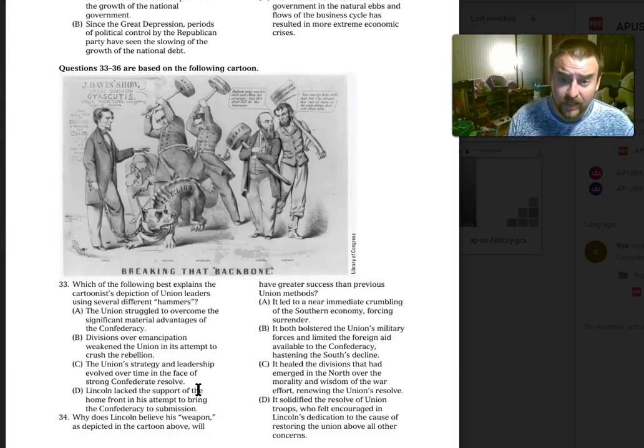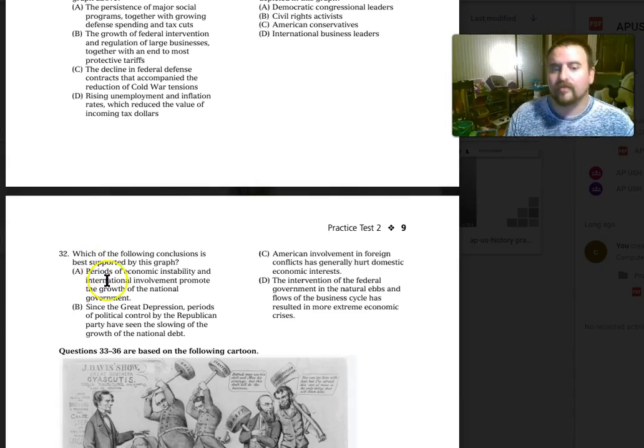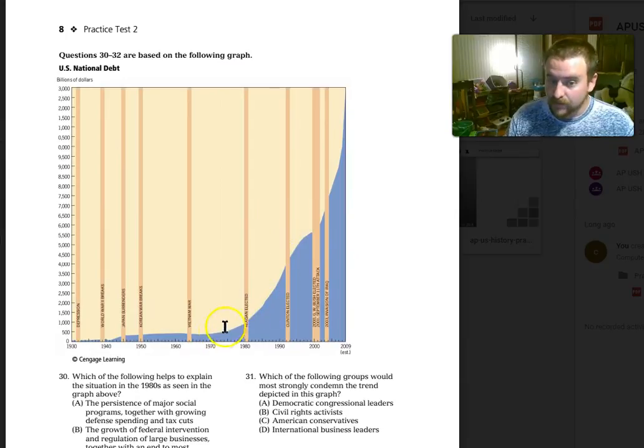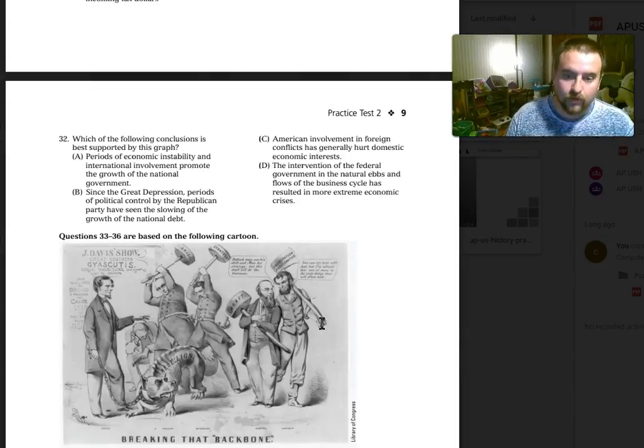The big thing here is going to be that economic instability, international involvement promote the growth of the national government. Right? More instability means more spending generally, and even more instability after the fall of the Soviet Union. Right? We have much more responsibility now. We're going to be spending a lot more money, especially militarily. Alright, 40.